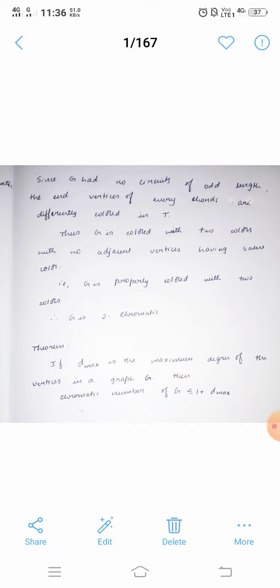You have to remember this. There is no proof for this theorem. For your syllabus, the proof of this theorem is not included. You just study the statement of this theorem.